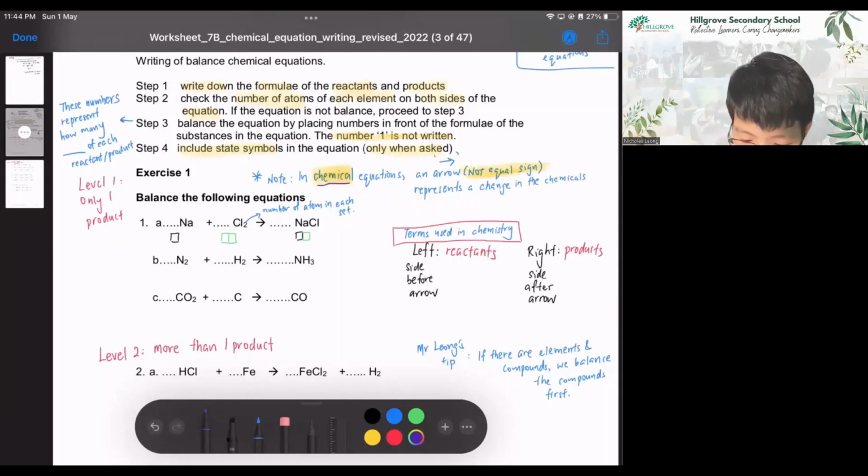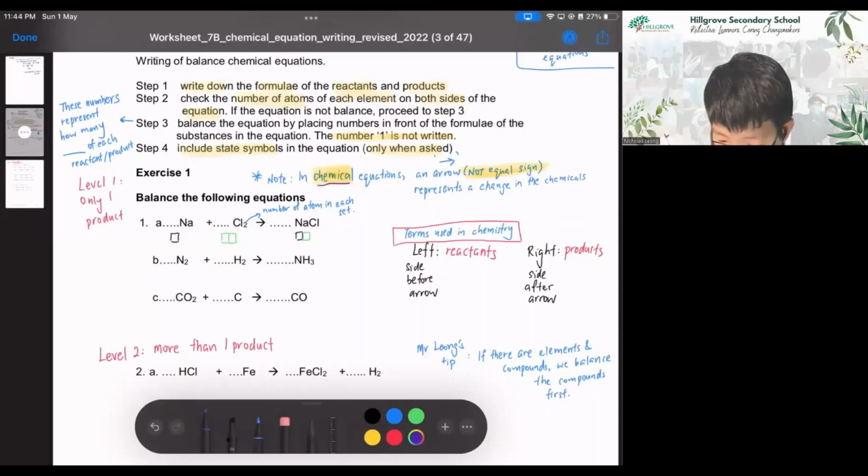In question number 1a, we have reactants on the left side of the equation. So what does reactant mean? It means that these are the chemicals used to react, and after that, through this reaction, they will form a product. So these are called the reactants. And on the right side of the equation, we call them the product. Why? Because they are being produced.